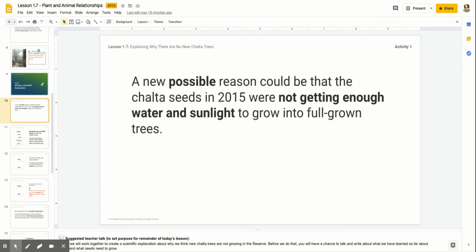So, a new possible reason could be that the chalta seeds in 2015 were not getting enough water and sunlight to grow into full grown trees. I got this idea by looking at the picture from the previous slide. It did look a little foggy, and I'm thinking maybe there wasn't enough sunlight, and those chalta trees look dry. So, maybe there wasn't enough water, or maybe there wasn't enough rain.